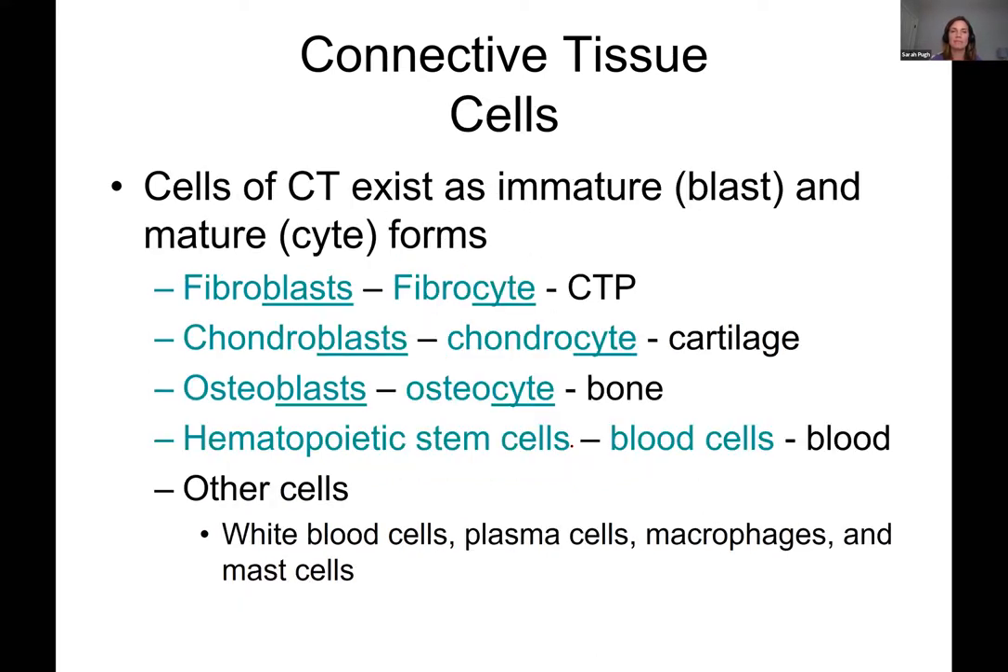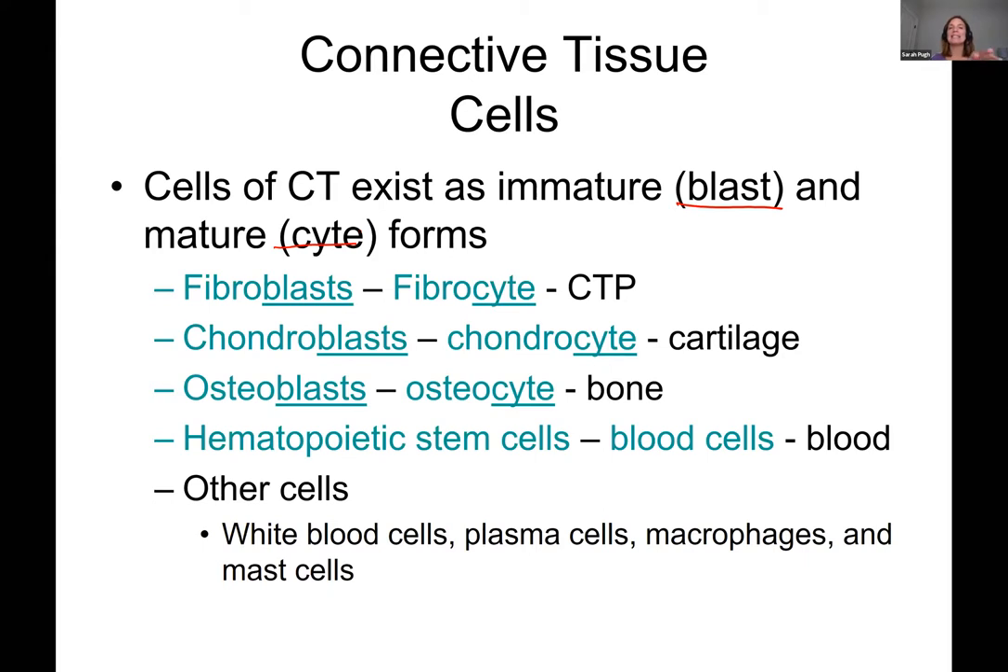Okay. And then the last thing that we find in our connective tissue are cells. So cells of connective tissue can be found in two forms. One is an immature form we call a blast. The other is a mature cell that's called a cyte. So remember, we have four kinds of connective tissues. We have connective tissue proper, like tendons and ligaments. And in connective tissue proper, you would have a type of cell called a fibroblast or a fibrocyte.